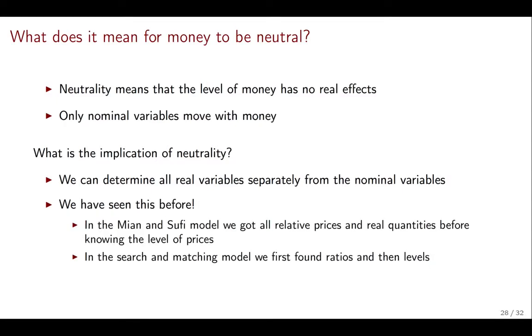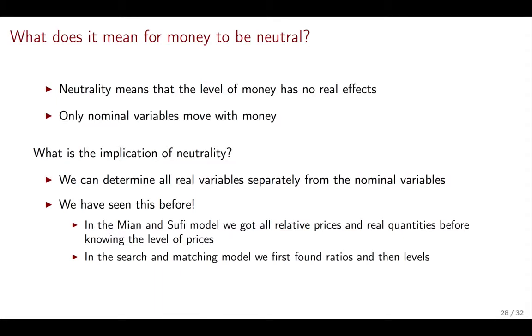And I just want to mention that we have actually seen this before. We just didn't give it a name back then. But if you remember the Mian and Sufi model, we were able to solve all relative prices and all real quantities before knowing the level of prices. And actually, the level of prices was only known once we knew the level of the nominal demand. Without the level of the nominal demand, prices were just left undefined except for the relative prices, which are real, and all the real quantities of the model. So we had actually seen already an example of a model where monetary neutrality was at work.